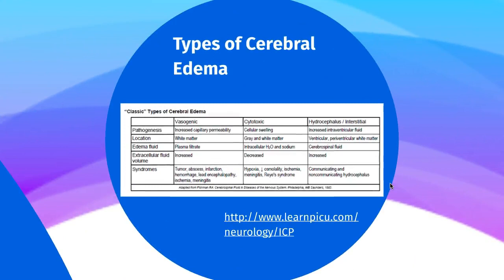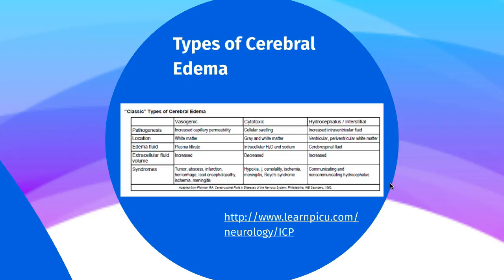In vasogenic edema, this is often seen in patients who have tumors or abscesses, infarctions, hemorrhage, lead encephalopathy, or ischemia. Essentially what happens is you're having increased capillary permeability, so that capillary leak. So you have plasma that is getting outside of the capillaries and is now going into the white matter. And so the edema fluid is actual plasma filtrate. In this instance, your extracellular fluid is what's increased.